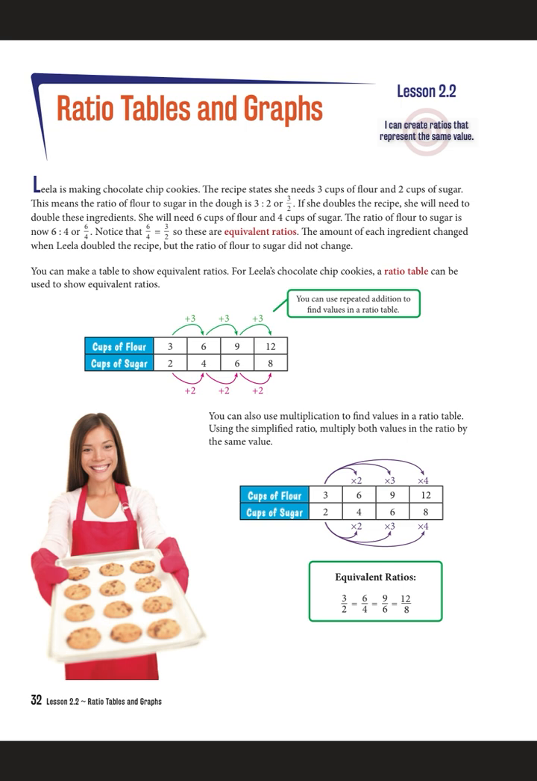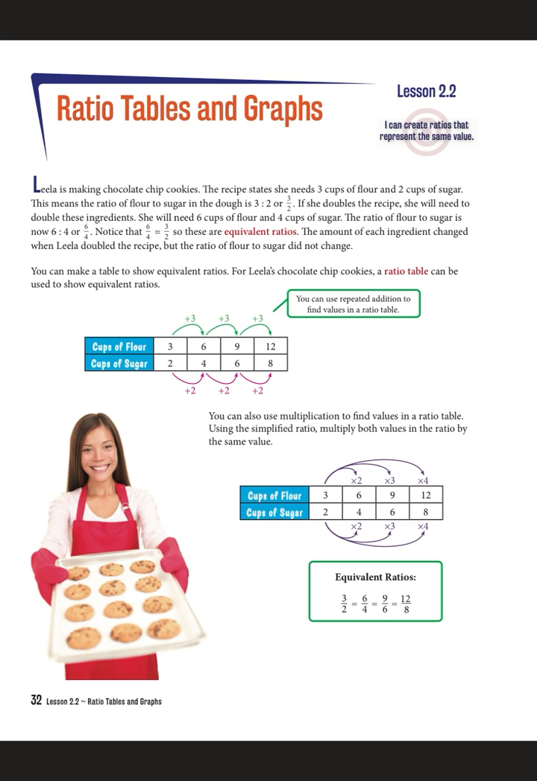The recipe states she needs 3 cups of flour and 2 cups of sugar. This means the ratio of flour to sugar in the dough is 3:2. If she doubles the recipe, she will need to double these ingredients. She will need 6 cups of flour and 4 cups of sugar. The ratio of flour to sugar is now 6:4.